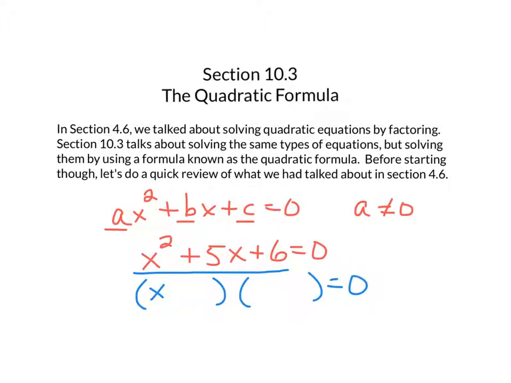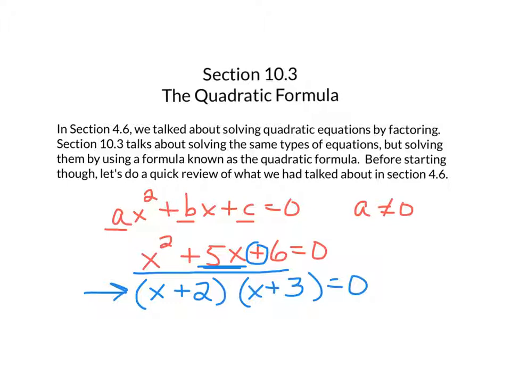In order to factor this, I'm going to have an x and an x as my first terms in both sets of parentheses. I'm going to be able to put in addition signs because this is an addition sign and both signs have to be the same. And then if I put in a 2 and a 3, 2 times 3 is equal to 6. And then when I FOIL it, my middle terms together are going to equal that 5x. So factored form, I get x plus 2 times x plus 3 is equal to 0.